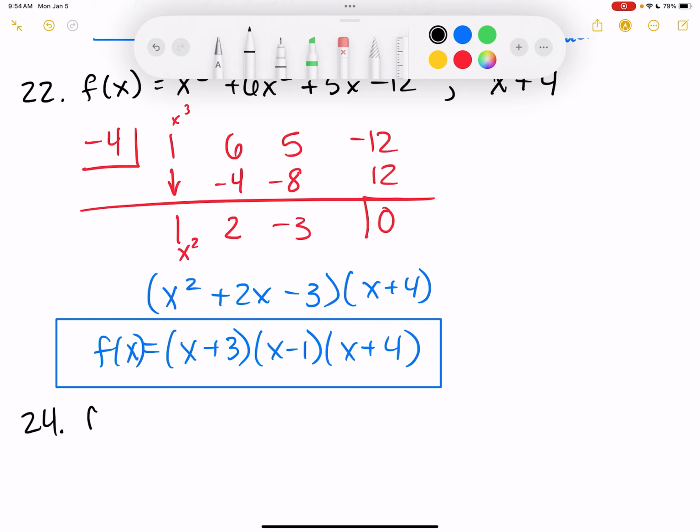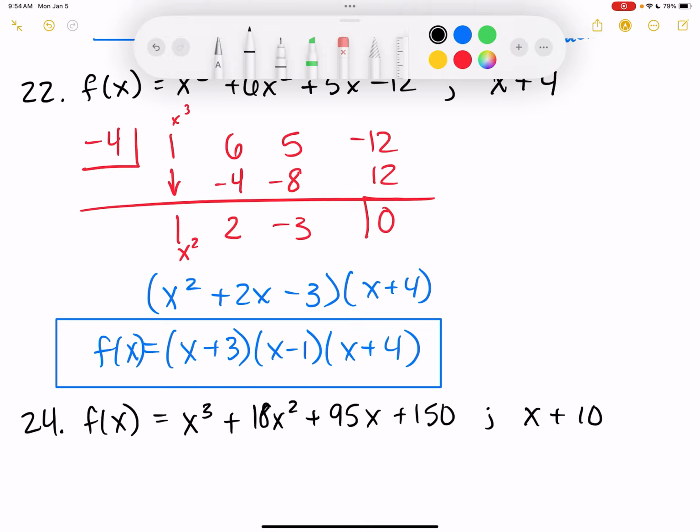24, f of x is equal to x cubed plus 18x squared. Wait, nope. Can't read the right problem. Plus 18x squared. And then plus 95x plus 150. And we've got x plus 10 is the factor that they're giving us.